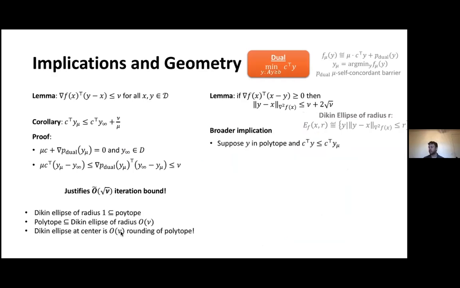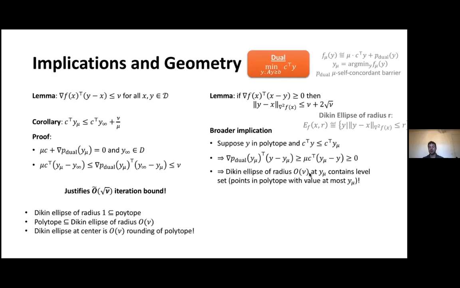Interestingly, this lemma actually proves something even stronger, because suppose y is any point in the polytope that has cost at most that of the mu central path point. When that holds, using these same optimality conditions, you can show that this condition holds. And therefore, again, this point y is at distance at most nu plus 2 square root nu from the mu central path point. In other words, as we run our interior point method and get some point further down in the polytope, the Dikin ellipsoid is contained inside the polytope.